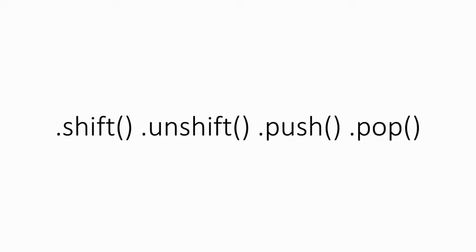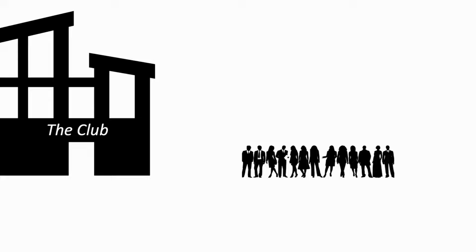All right, this is a super easy way to remember shift, unshift, push, and pop in JavaScript. Let's take an analogy of the club. This is a really popular club. People are lining up outside. Imagine these people are values in an array. Here's the square brackets for the array.